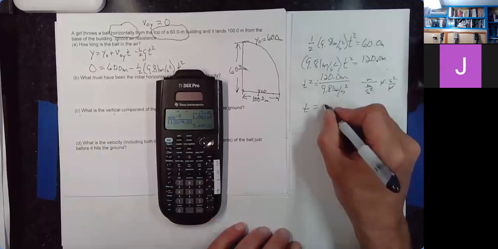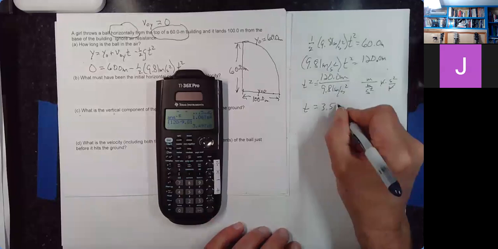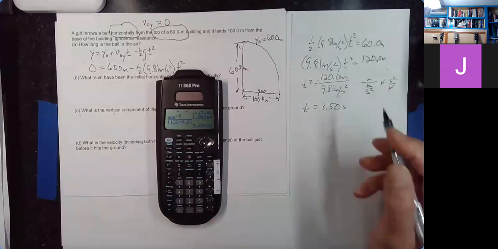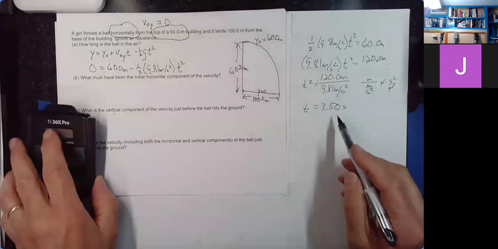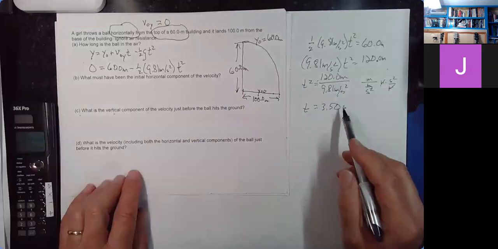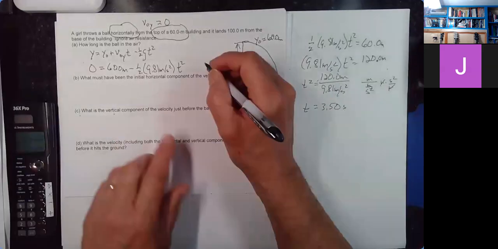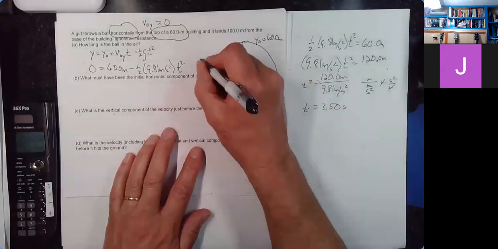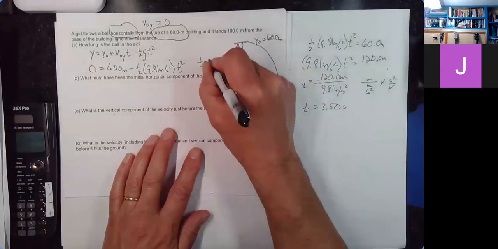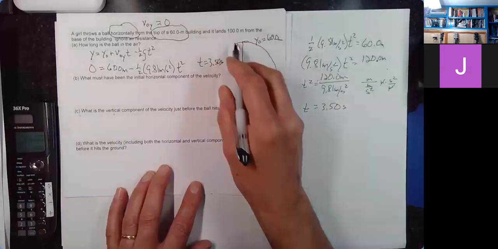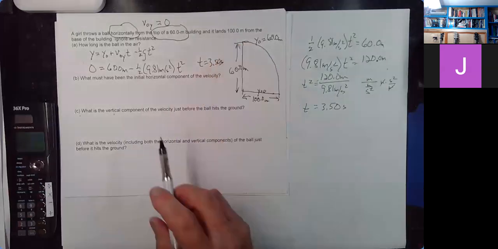Then I get about 3.50 seconds. Okay, and that's as many significant figures as I can keep on here. So we just figured out the ball is in the air for 3.50 seconds. Just from that description, we were able to work that out.